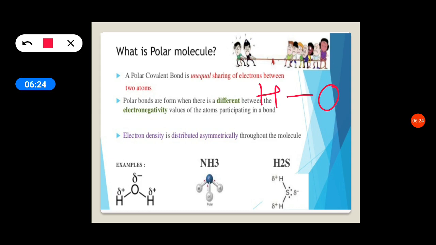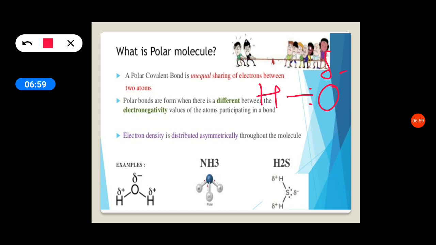Both are sharing one electron each, but oxygen being more electronegative attracts the shared pair of electrons towards itself. That is why the electron share is somewhat shifted towards the oxygen. Thus, the electron density on the oxygen increases. So, it acquires a small negative charge which can be represented by delta minus.